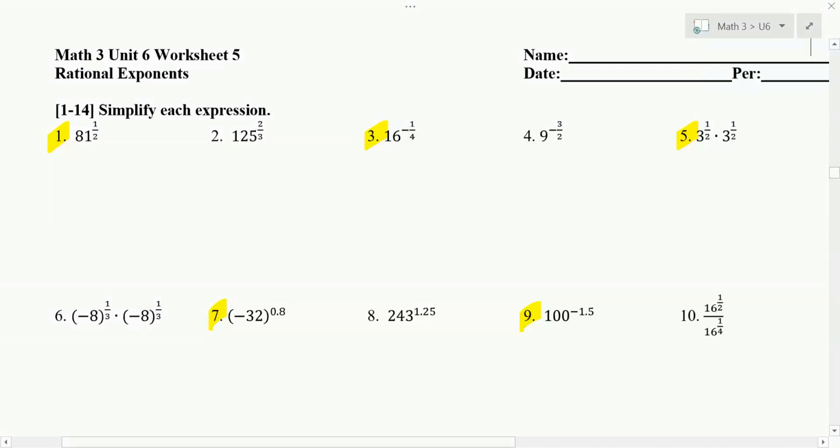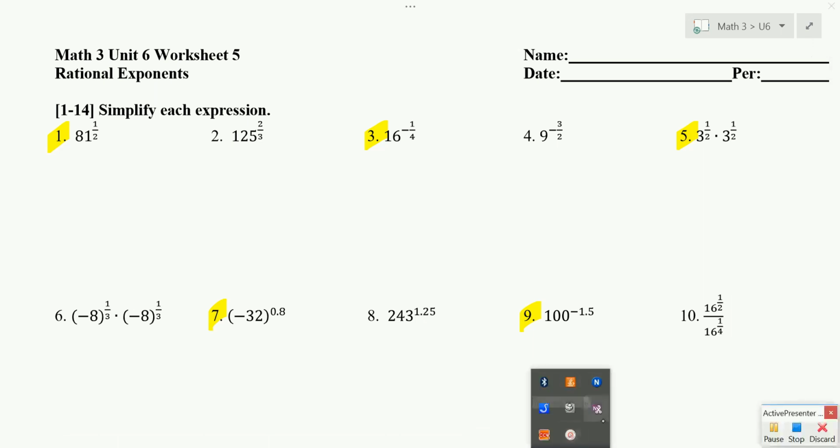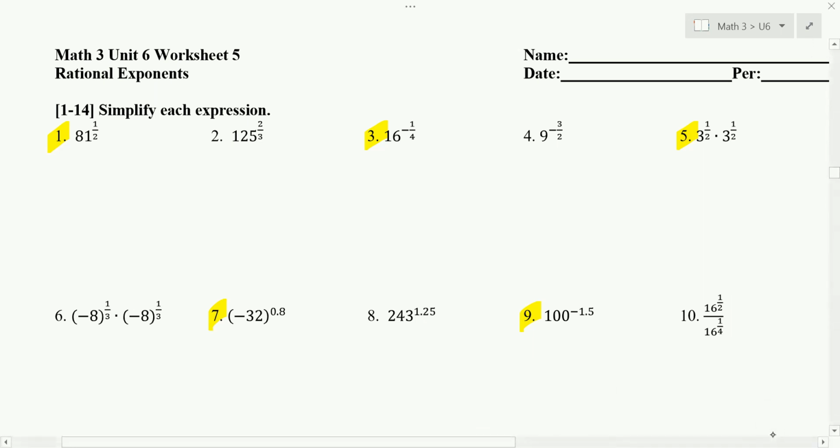I'm going to go over the Math 3 Unit 6, Worksheet 5, Rational Exponents. Here we're asked to simplify each expression, and the first one is 81 to the 1/2 power.